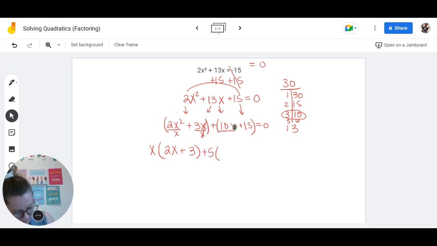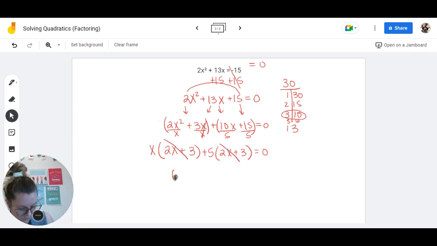Open my parenthesis, and then again, we're dividing each of these guys by 5. 10x divided by 5 leaves me with 2x. 15 divided by 5 leaves me with a 3. It's all still set equal to 0. I'm looking at my parentheses. They're all the same, so I know I did it right.